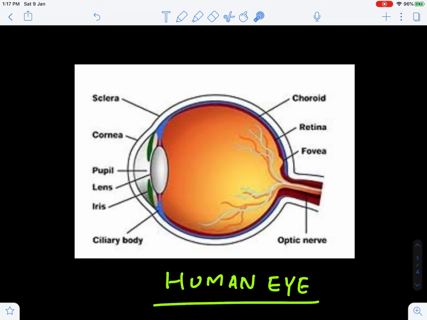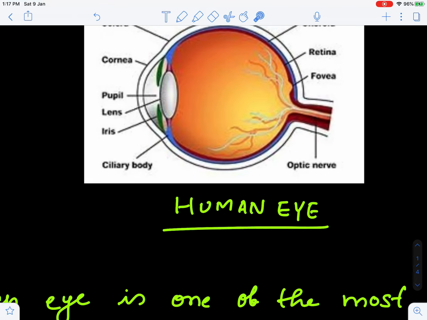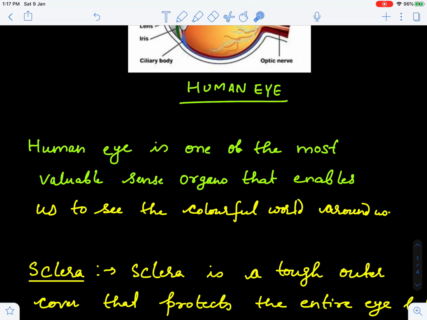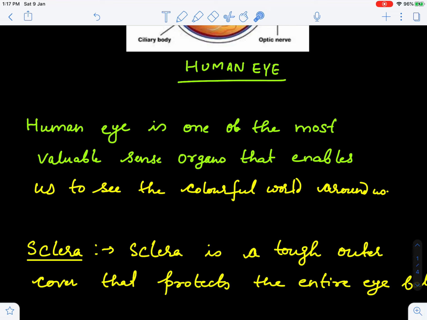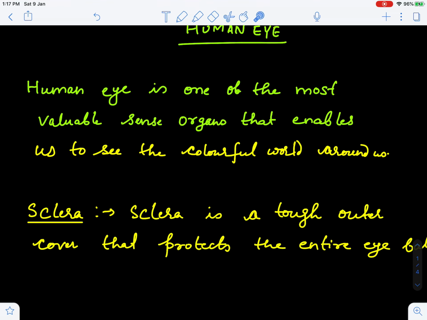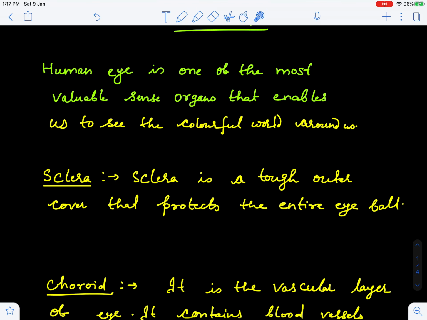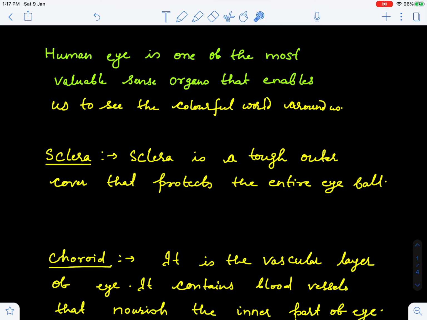The eye transforms light into a picture. How this transformation of light into a picture happens inside the eye, we will see one by one. I have written here, guys, the human eye is the most valuable sense organ that enables us to see the colorful world around us. Sclera is that portion I showed you, the outer portion apart from the cornea. Sclera is the tough outer cover that protects the entire eyeball.